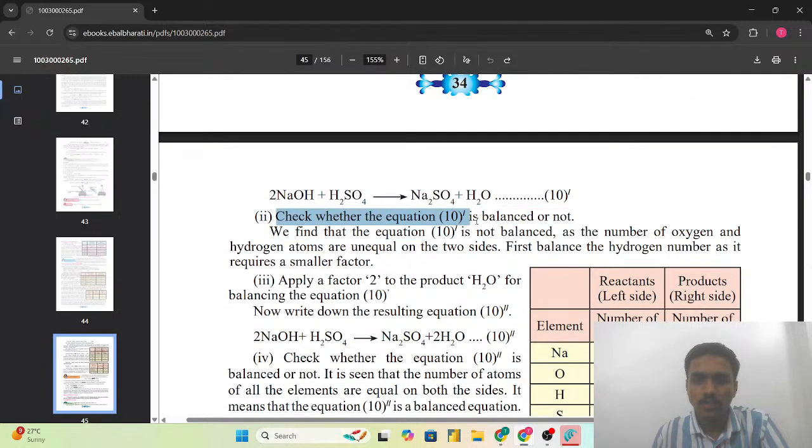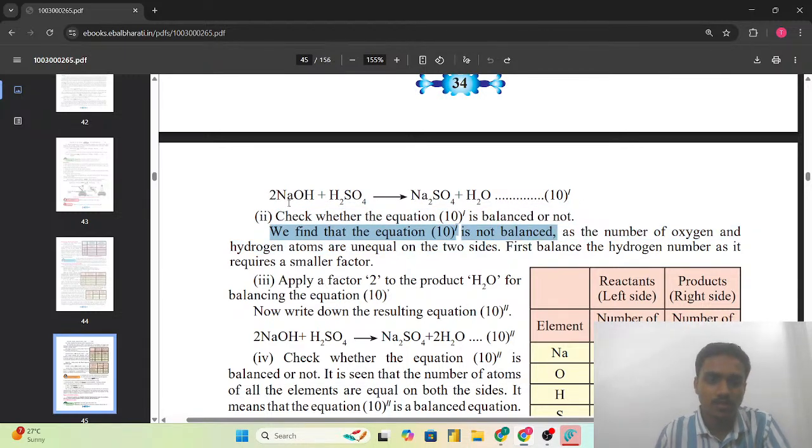So check whether equation 10 dash is balanced or not. We find that equation 10 dash is not balanced. तो ये क्यों बैलेंस नहीं है? देखते हैं. सोडियम दो, दो सोडियम हो गए, दो ऑक्सीजन.